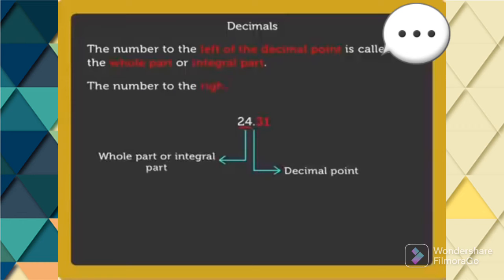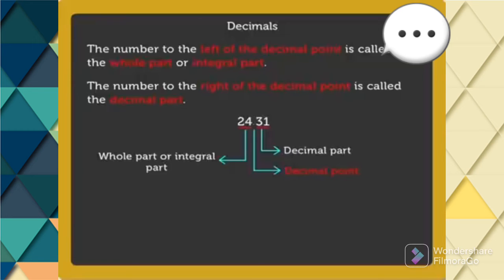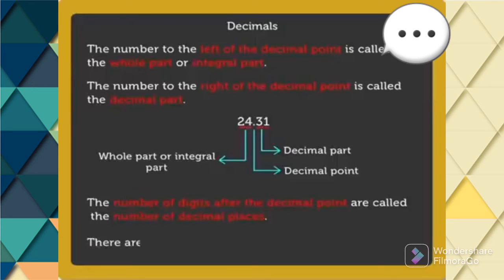The number to the right of the decimal point is called the decimal part. So, 31 is the decimal part. The decimal point separates the integral part and the decimal part. The number of digits after the decimal point are called the number of decimal places. There are 2 decimal places in 24.31.